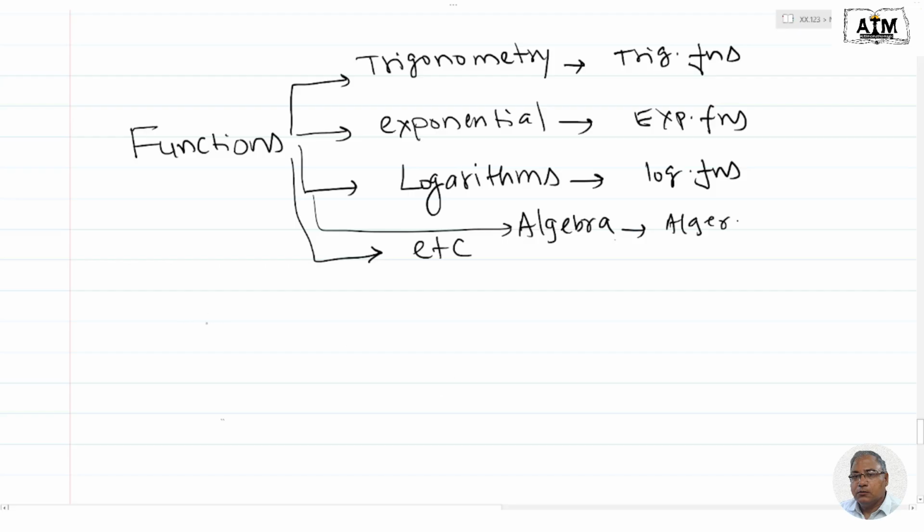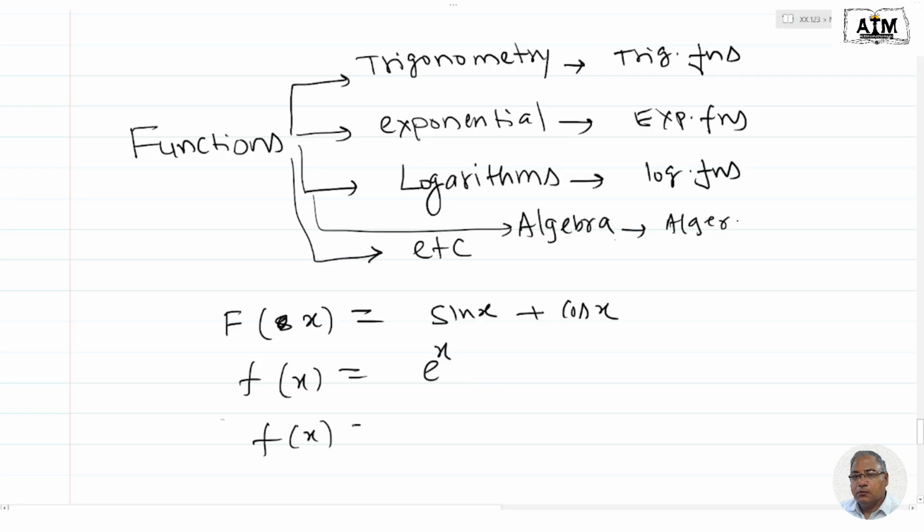So if it is a trigonometric function, like f of x equals sin x plus cos x, it is a trigonometric function. And if it is exponential, for example f of x equals e raised to x, then it is an exponential function. If it involves logarithm, like log x to the base 3 plus log x cube to the base 4 plus log x plus 5, anything, then we call it a logarithmic function.